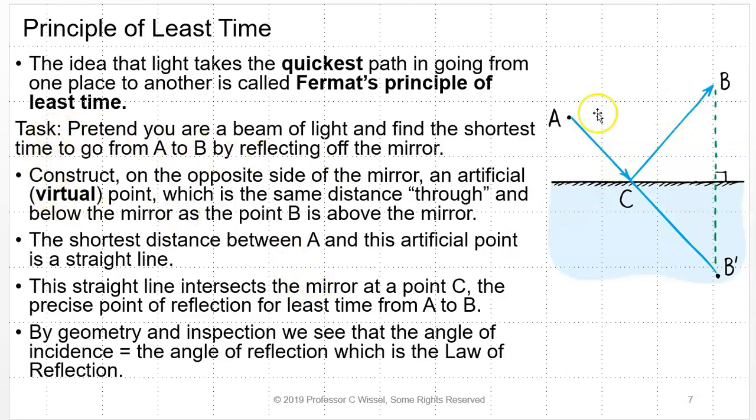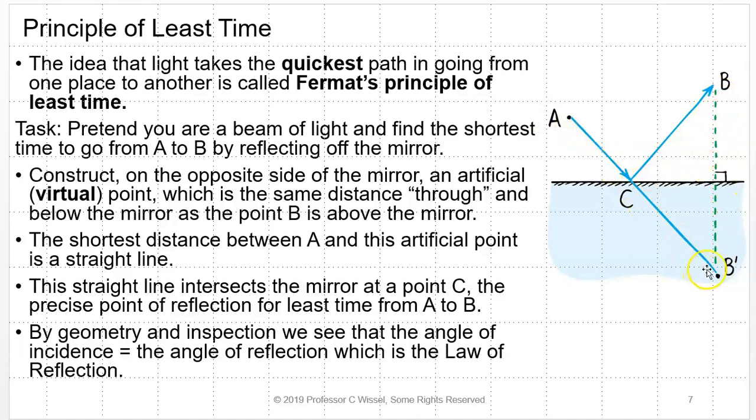Now, pretend you're going to be a beam of light. You have to go to point B from point A, and you're not allowed to go straight through. You have to bounce off a surface, and your task is to find the shortest time to go from A to B by reflecting off the mirror. So being a smart beam of light, or a smart commuter, you construct an artificial virtual point, which will be the same distance below this surface, inside the material, as this point is above the surface. It's virtual, so it's imaginary.